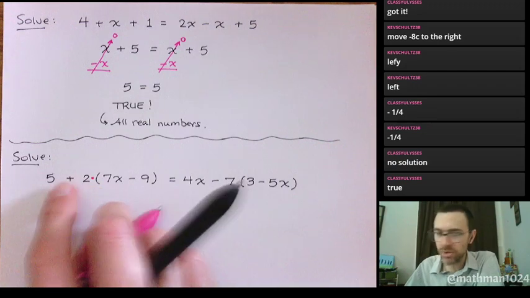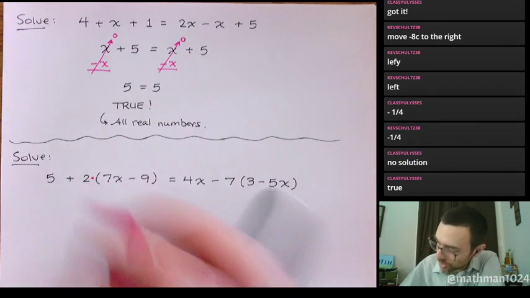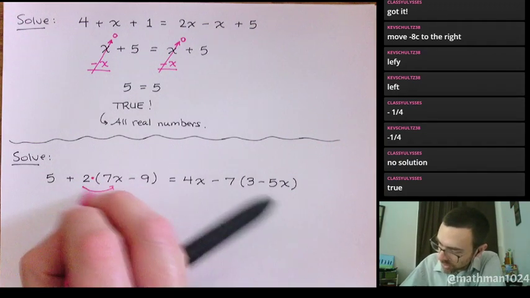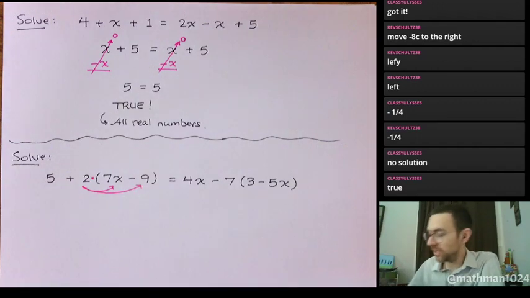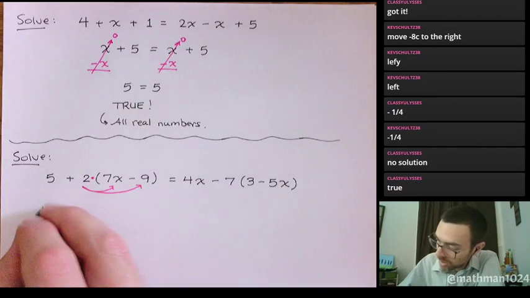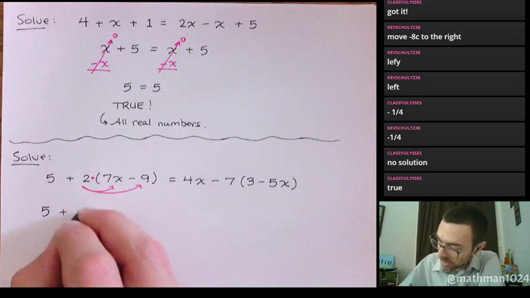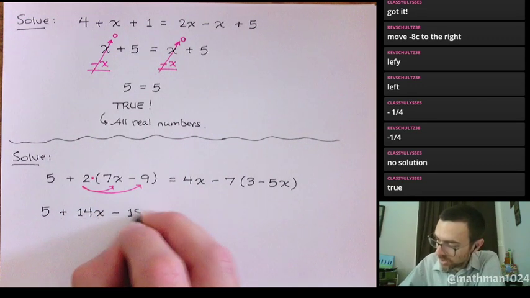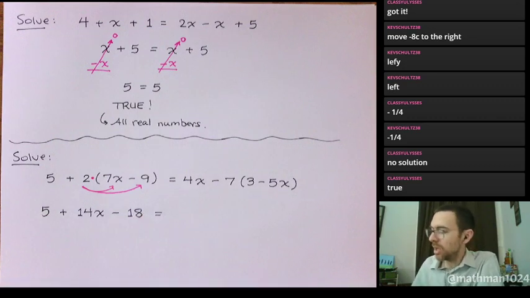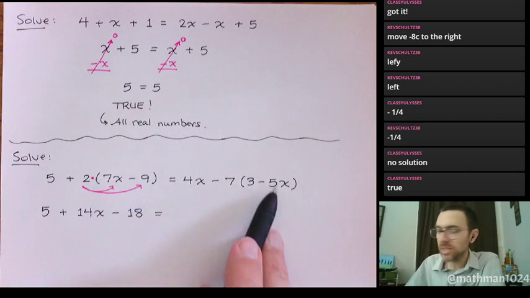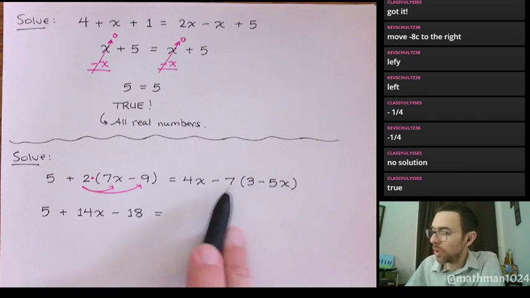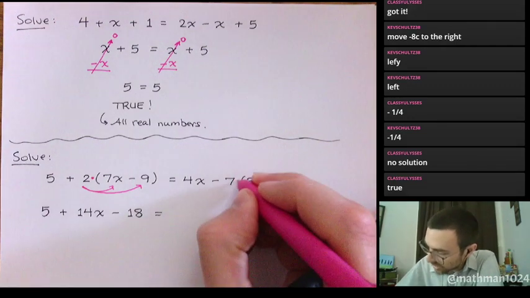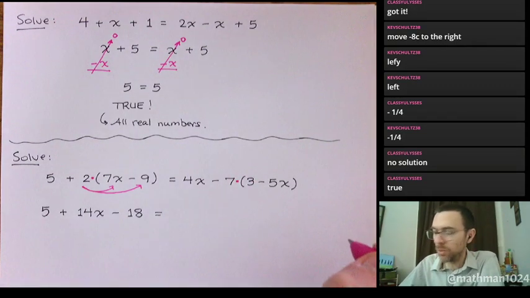Multiplication is going to be stronger than any addition. So this 2 has to distribute first before it can even see the 5. So we have 5 plus distribute to get 14x minus 18. On the right side, this 4x doesn't get to see that set of parentheses. Only the 7 that is connected to that group will distribute.